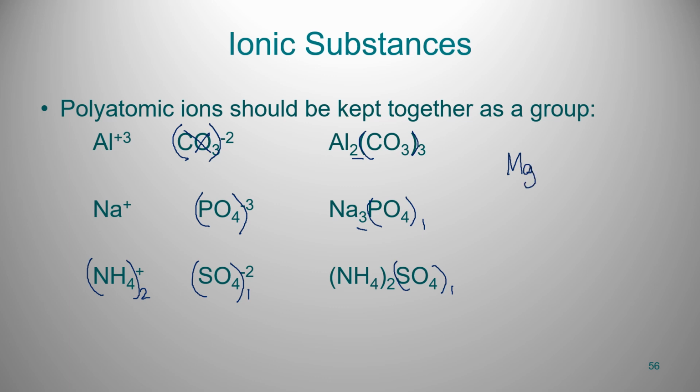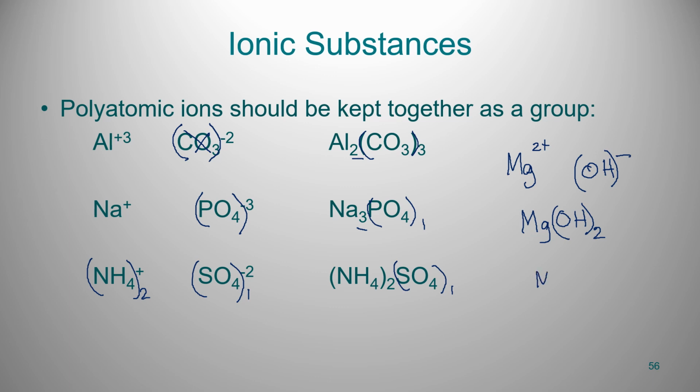And I also, especially this one, look out for. Let's say we want to do Mg and we want to do OH negative. This is also a polyatomic, so keep it together. So this is what it should be. It should be Mg1, OH, the whole thing 2. This means there's 2 O's and 2 H's, so 2 of those.